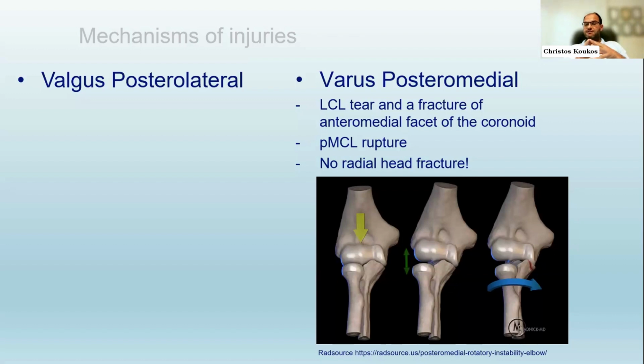On the other side is the varus posteromedial rotatory instability, where we see an LCL tear and a fracture of the anteromedial facet of the coronoid. And I have to stress this because I'm a great fan of the PMCL: a rupture of the PMCL at the same time.